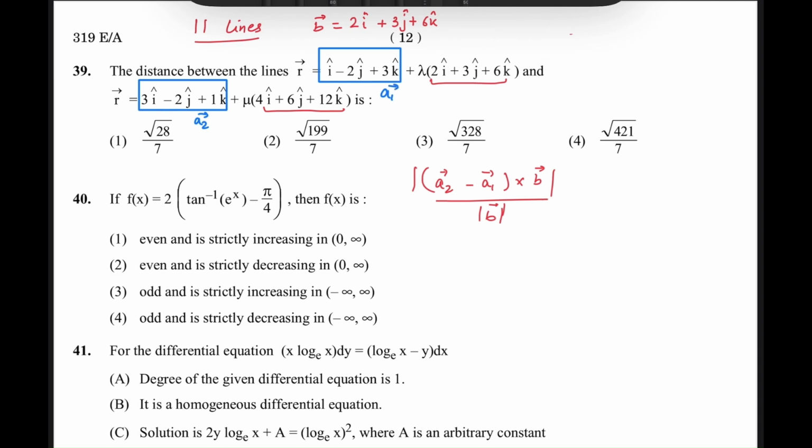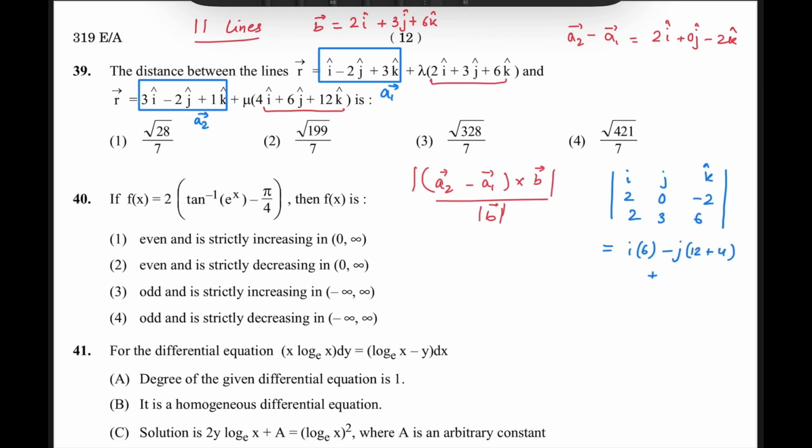Just subtract these two. So a2 minus a1 is 3 minus 1, that is 2i, minus 2 cancels out, so 0j, and then 1 minus 3, that is minus 2k, right? So that is 2i minus 2k. Now I have to cross this with the b vector. So what is the numerator? a2 minus a1 cross b: i, j, k, then the coefficients of a2 minus a1, 2, 0, minus 2, and the direction ratios of b are 2, 3, and 6, right? So this is i times 6, minus j times 12 plus 4, and then plus k times 6 minus 0. So this is 6i minus 16j plus 6k, right?